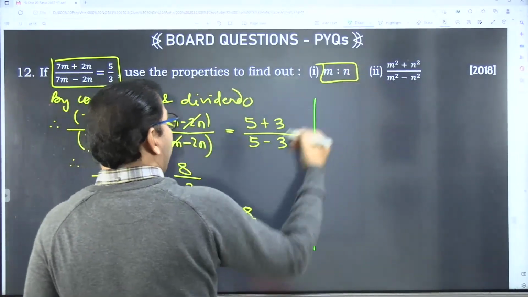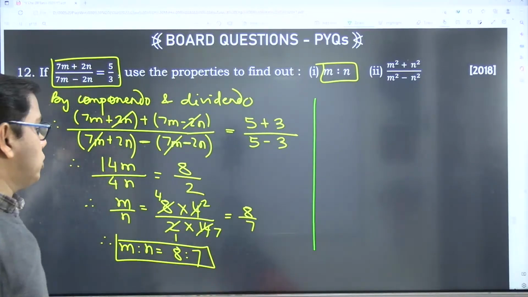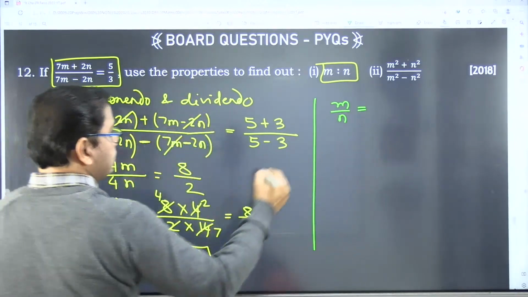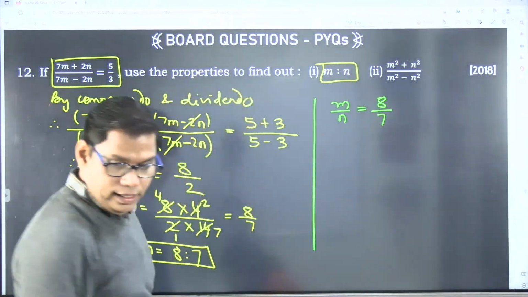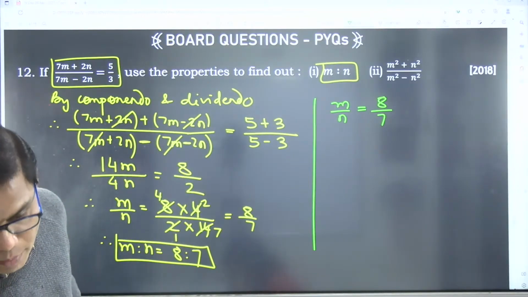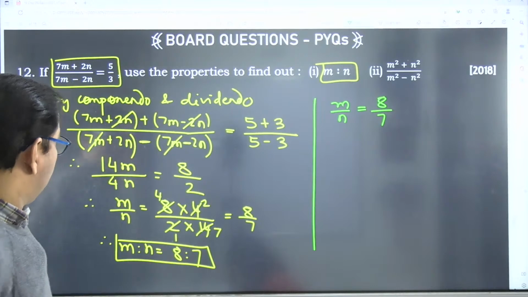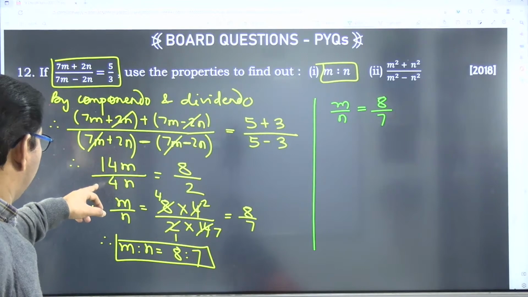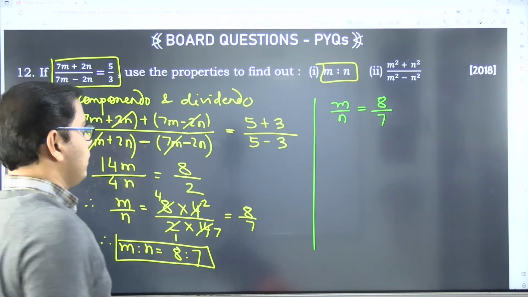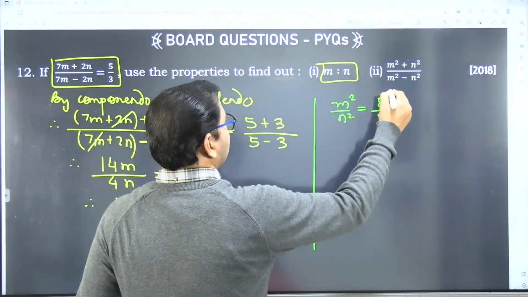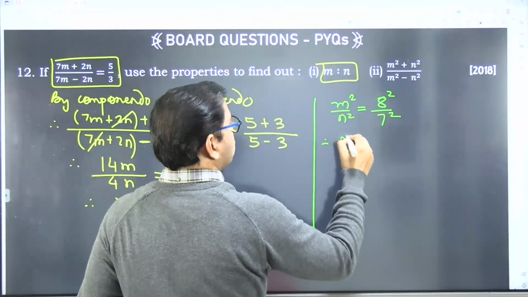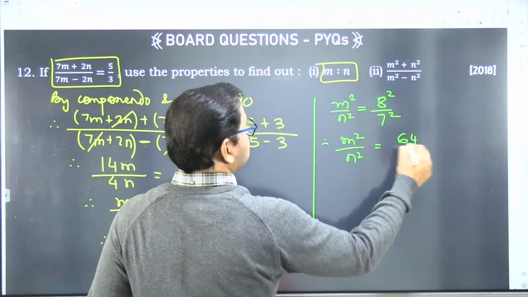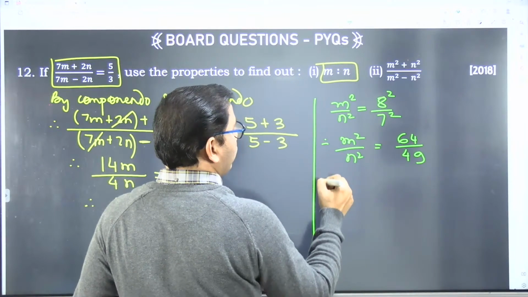Okay. Now m square plus n square upon m square minus n square. So very easy question. I have m upon n as how much? 8 by 7. Are you getting the correct answer? Let me know. Are you getting the same answer as I am getting? 8 is to 7. Have you gone anywhere wrong? Yes, correct. Okay, now what? I'll take square on both the sides. Therefore, m square upon n square is what? 8 squared is 64. 7 squared is what? 49. And componendo and dividendo.